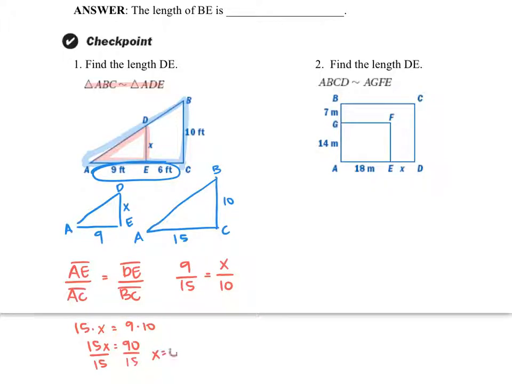And X equals 6. So my final answer is that side length DE, which is what I was trying to find, equals 6 feet. And again, you got to make sure you pay attention to what your X is representing. In this case, it was DE.